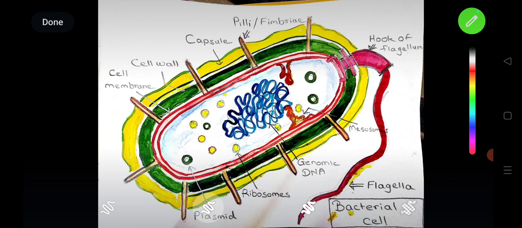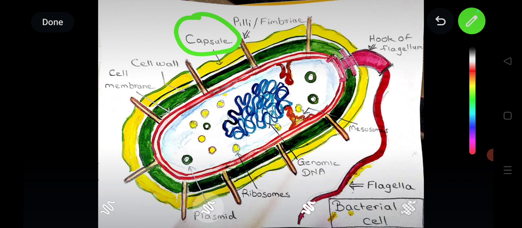We will start the structures from the outermost part of the cell. In some bacteria, you have the outermost covering as a capsule. The capsule is made up of exopolysaccharide in the majority of bacteria. The function of the capsule is that it protects the cells from desiccation in soil. It prevents the phagocytosis of pathogenic cells, and it also helps in attachment of the cell.